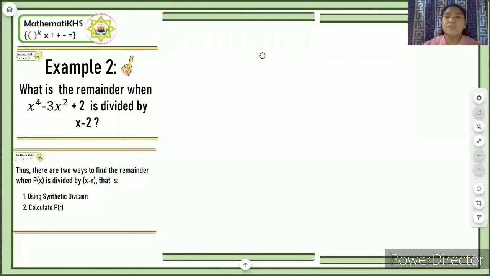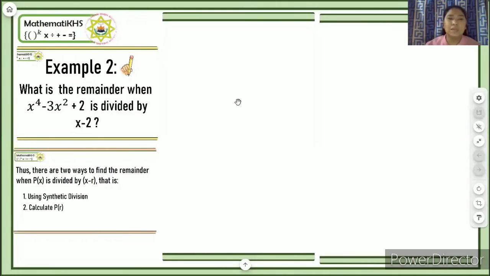Okay, so let us proceed to example number 2. What is the remainder when x to the fourth minus 3x squared plus 2 is divided by x minus 2? Since remainder na naman ulit ang hinahanap natin, we can use either synthetic division or we can calculate P of R. So, I will show you again the two ways.